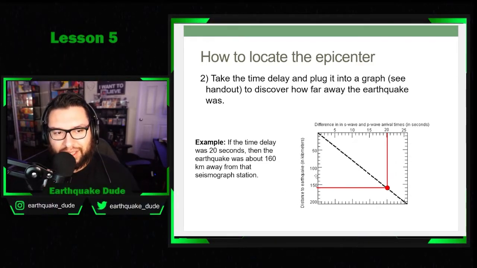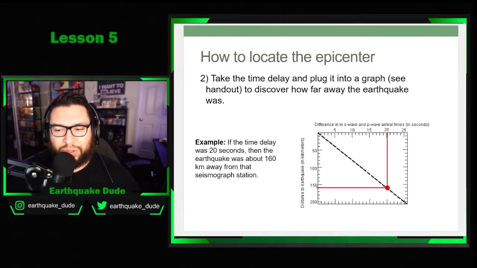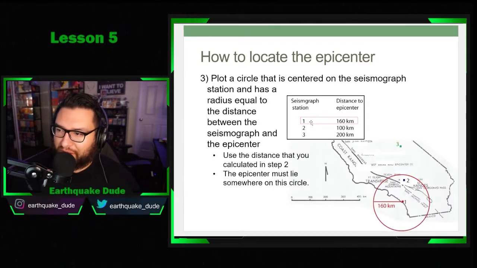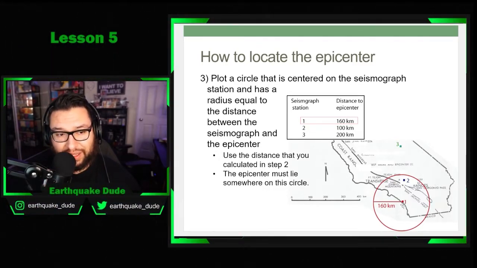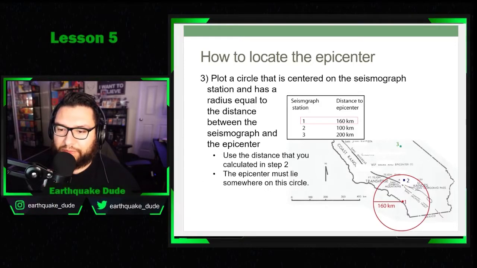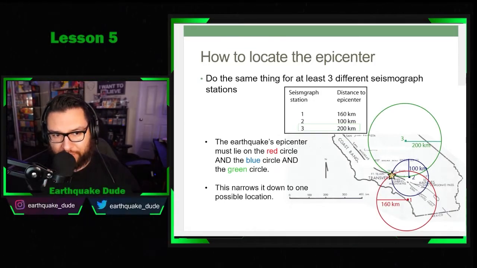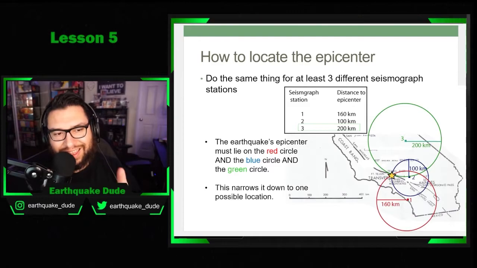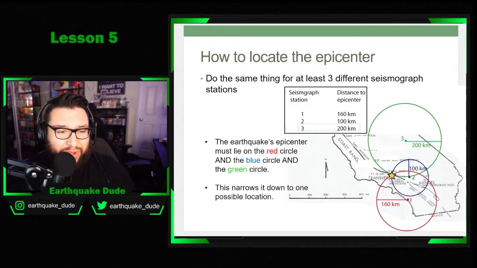Now, the distance is the key. You don't know in what direction the distance is, but you know the total distance, right? So this is where the cool little circles come in, right? If we have 3 stations and we plot the distances and draw circles based on the radius being the distance, you get a circle that looks like this. It doesn't matter what direction you go towards, it's always going to be 160 kilometers. And you do that for all 3 stations, and at that point where all 3 circles intersect, that is your epicenter. Pretty cool, huh? So that's a physical way to do it.